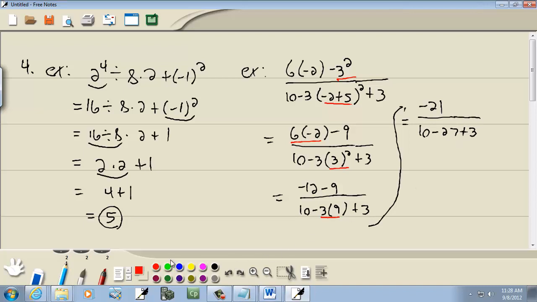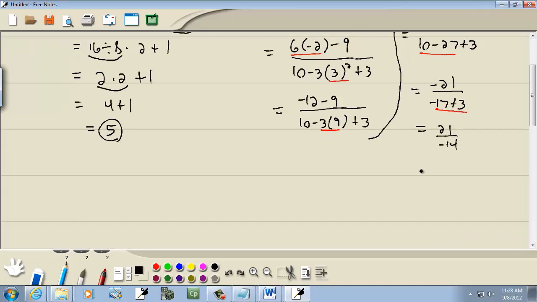Nothing left to do on top, so still working on the bottom part. I'll move on to Aunt Sally, addition, subtraction. So I got 10 minus 27, which gives us -17. And one more addition, subtraction. -17 plus 3 gives us -14. Okay, now we're going to handle the fraction. And the 21 isn't divisible by 14, so we just divide top and bottom. We simplify the fraction. We divide both of them by 7. 21 divided by 7 is 3. 14 divided by 7 is 2, and there's a negative down there. So our answer is -3/2.